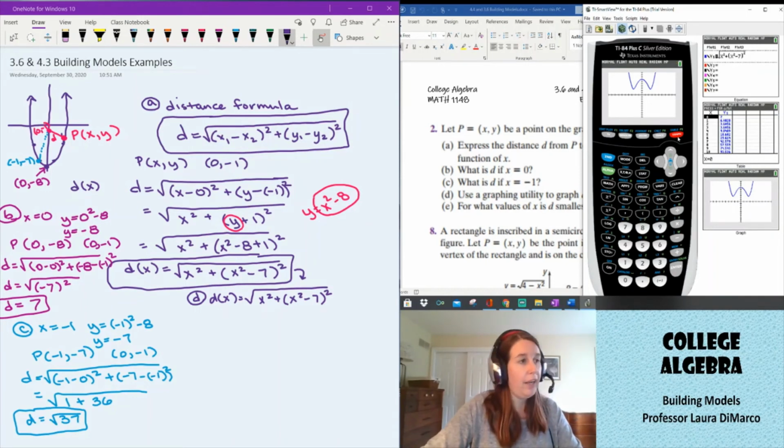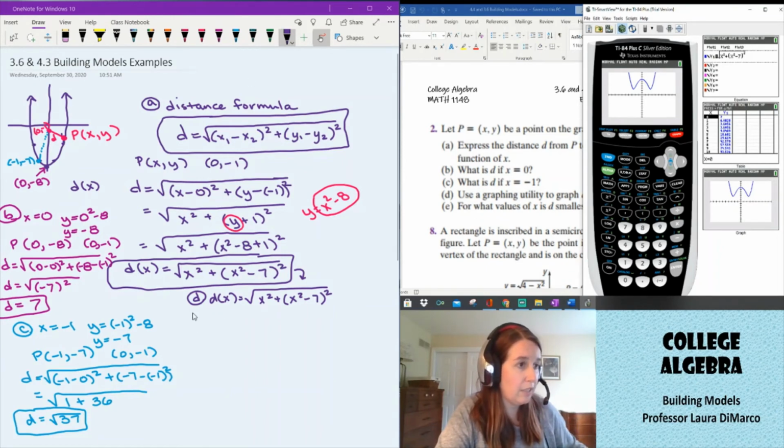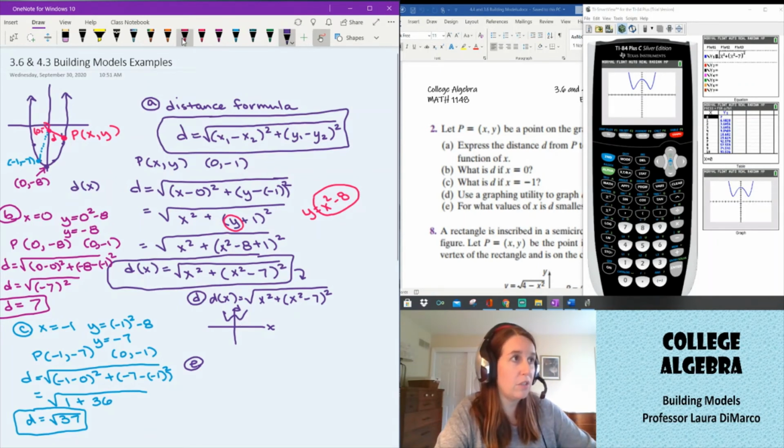Okay, and so all we're going to do on our paper for part D is just to kind of do a little quick sketch of what we see, because it just says use a graphing utility to graph it. So yay. And then for E, it says, for what values of x is D the smallest, right? So remember, this would be x, and this graph represents D. So this is the distance. So they want to know, where is it the smallest?